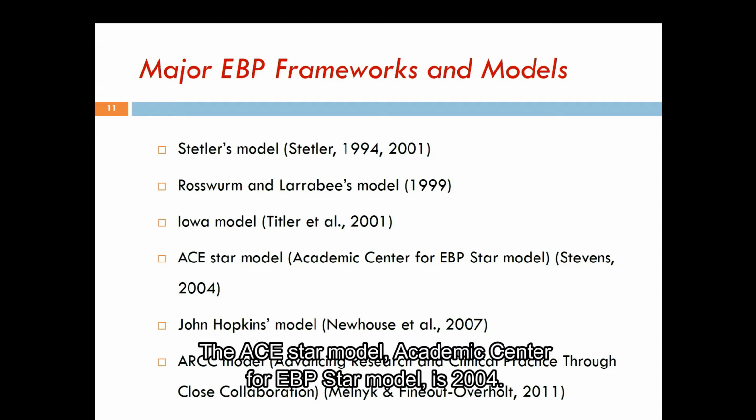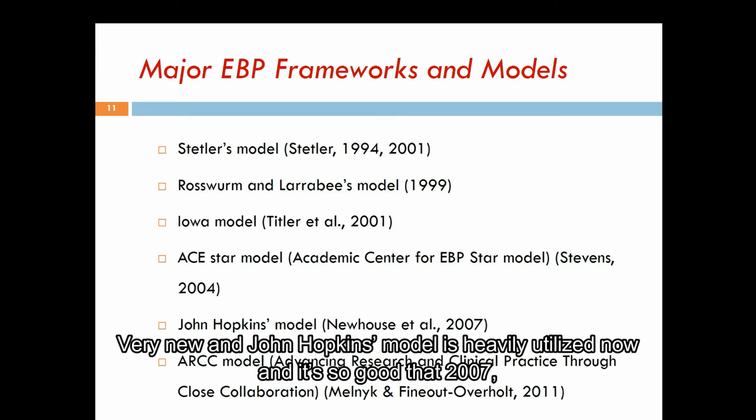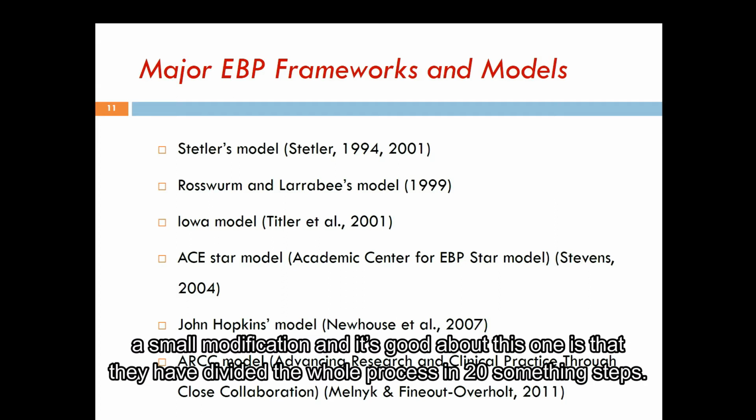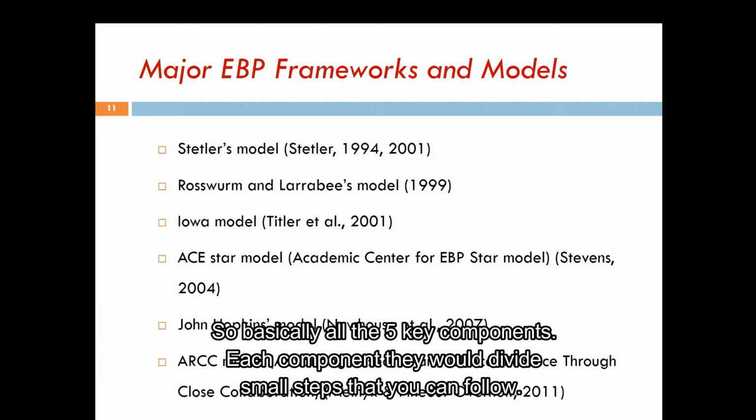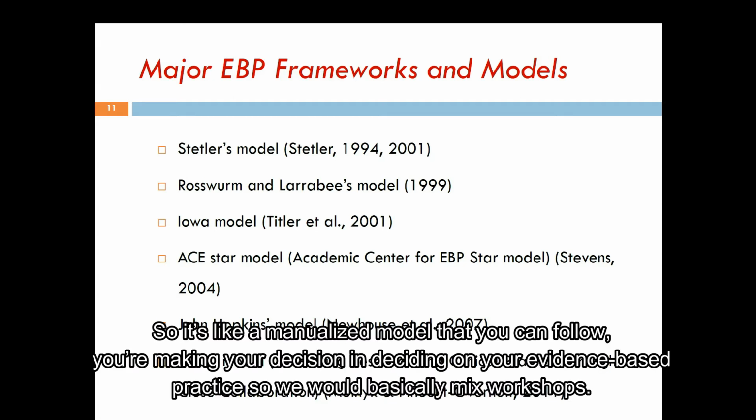The ACE Star model, Academic Center for EBP Star model, is 2004, it's very new. And the Johns Hopkins model is heavily utilized now. It was modified slightly in 2007, and the good thing about this one is that they have divided the whole process into 20-something steps. So basically, for all the 5 key components, each component is divided into small steps that you can follow. So it's like a manualized model that you can follow in making your decision, in deciding on your evidence-based practice.